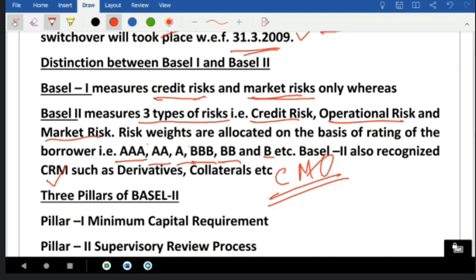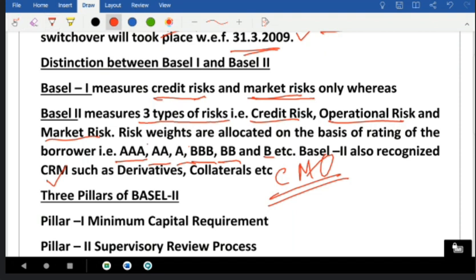Okay, so this was the main difference between Basel 1 and Basel 2. Risk rating was done in Basel 2, and all three risks were involved in Basel 2. That means all measures were considered, three types of risk. That means CMO. CMO means credit, operation and market. Within Basel 1 only credit and market, no operation.